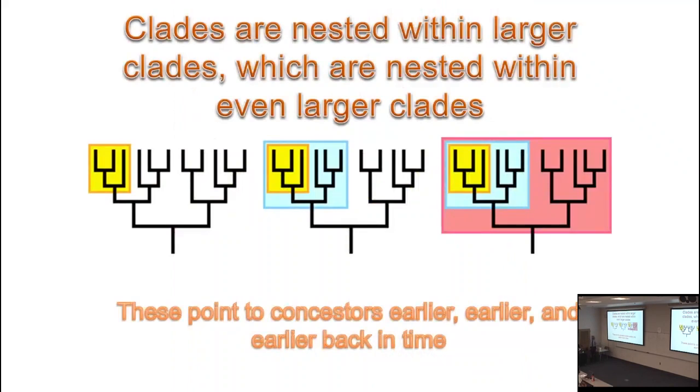So clades are nested within clades, which are nested within even larger clades, and so on and so forth. And these more, as we say, inclusive ones that include more taxa are pointing towards ancestors that are earlier and earlier back in Earth history, depending on the scope of what we're looking at. So if we're looking at dinosaur evolution, those will be points of ancestors within the Mesozoic. But if we were looking at the diversity of animal life, that would take us back, maybe before the beginning of the Cambrian. If we're looking at all life, it would take us well back into the Precambrian.